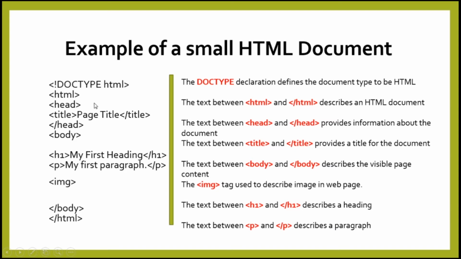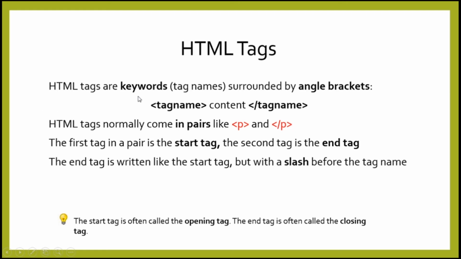So this is an example of an HTML document, a simple or small HTML document. Okay? Next, HTML tags are keywords or tag names surrounded by angle brackets. So these are the angle brackets. Inside the angle brackets is the name of the tag. And then inside this opening and closing of the tag, this is our content. This is the content that we are going to describe based on the tag that we are given.